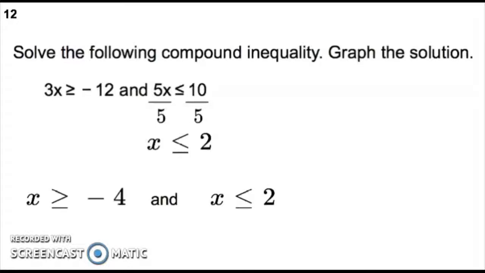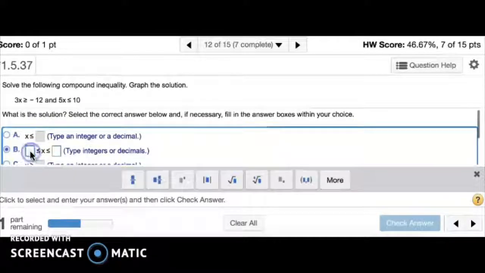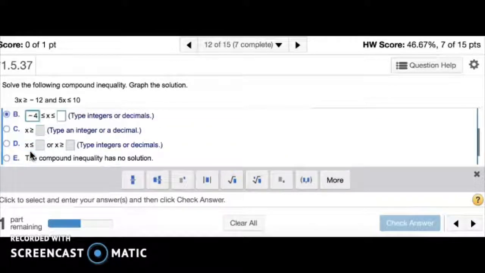Writing it as a conjunction, you would have negative 4 is less than or equal to x, which is less than or equal to 2. That's because x is greater than or equal to negative 4, and x is less than or equal to 2. So now let's graph it. So we know it has to be B, so then type in negative 4 and 2.